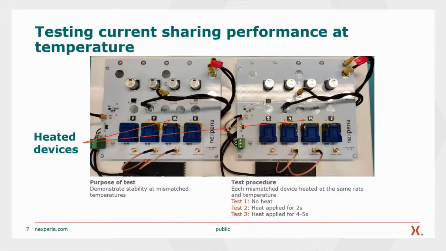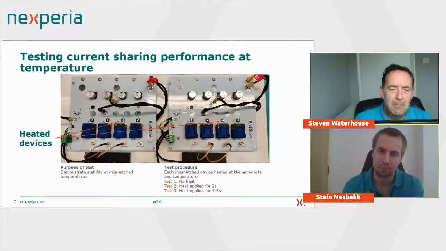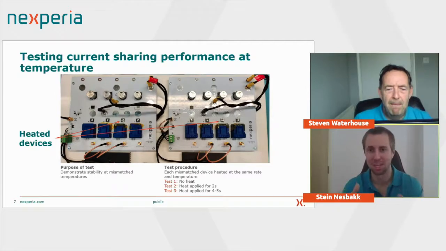And we can do another test, which is to test the current sharing performance at temperature. The purpose of this is to demonstrate the stability at mismatched temperatures. And what does this mean? If we have a PCB, like we have two PCBs right there, if there is a difference in temperature across that PCB, how will that affect the current sharing capability of the two different technologies?